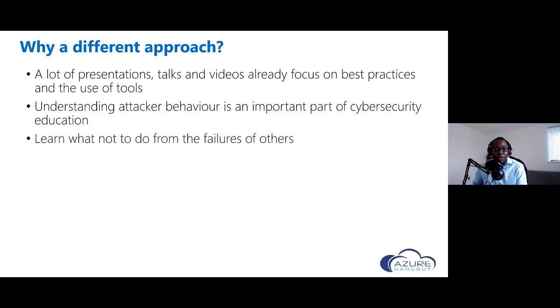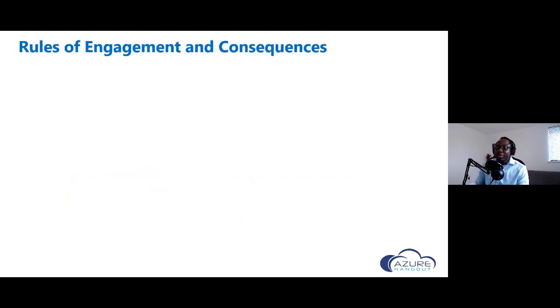Also, it helps us to know what not to do, right? So when we know that an attacker could easily exploit maybe something within our architecture, then we learn to avoid that sort of implementation when we are architecting our solutions in Azure. So that's very important. So when it comes to the rules of engagement, when we talk about Azure, it's important to pay attention to this warning.